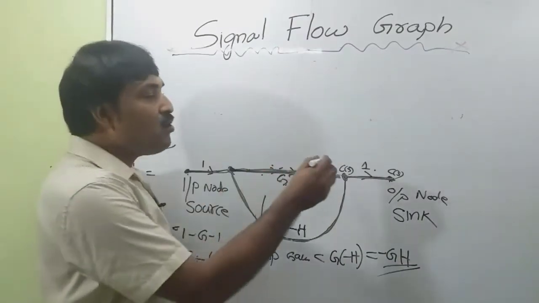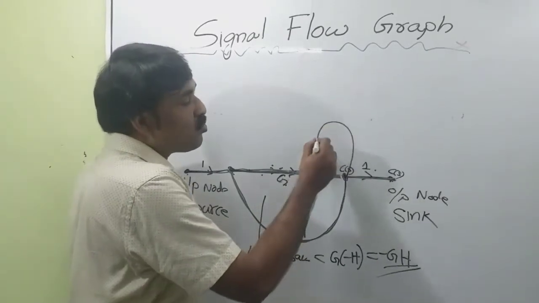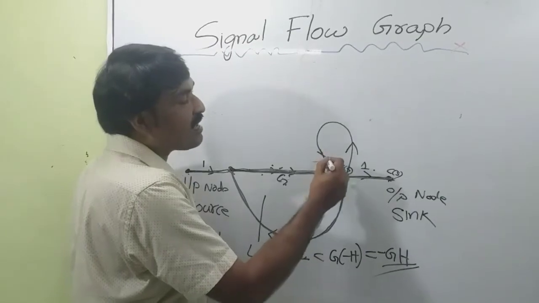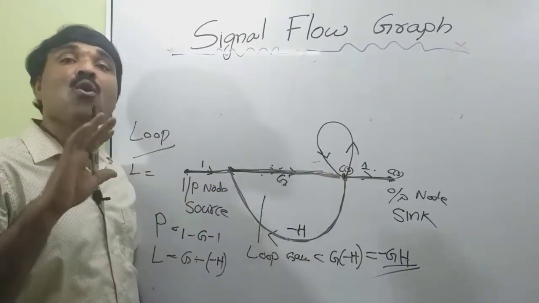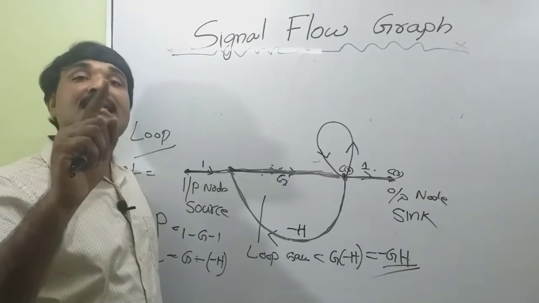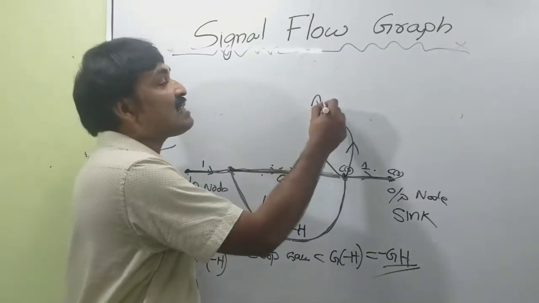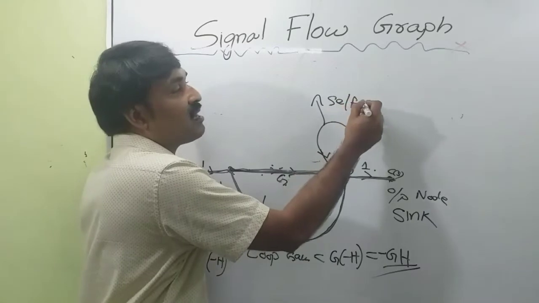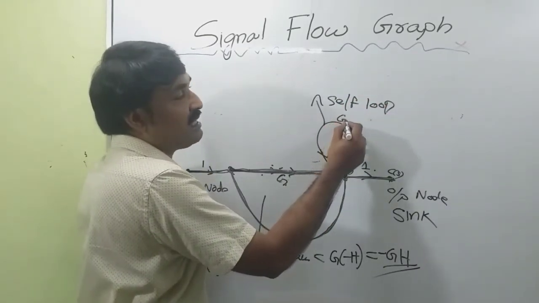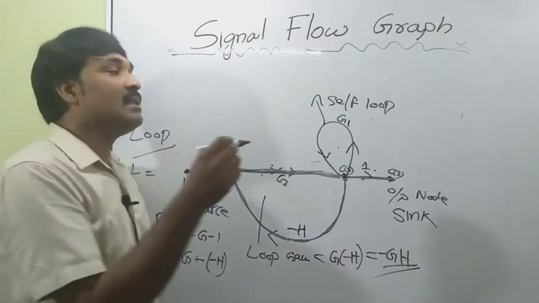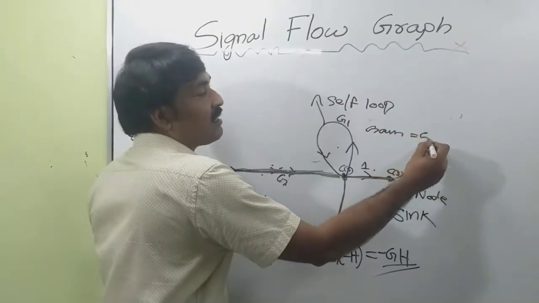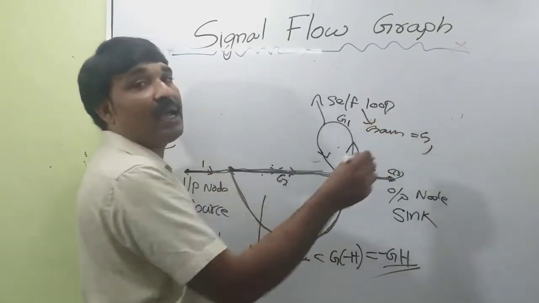Okay, I have a loop like this. This loop starts from this node and terminates at the same node, and there is no other node. There is only one common node. Such a loop is called a self loop. Suppose the gain of this loop is some G1. The self loop gain is equal to G1.